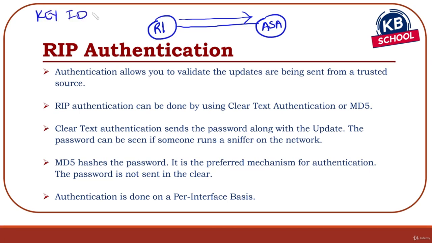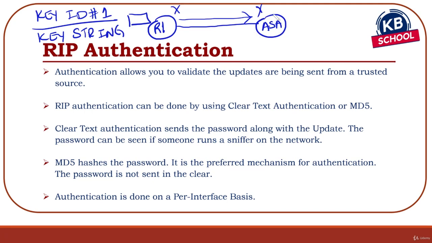ID, a number, let's say 1, and a key string. The key ID and the key string need to match. Key string is like a password. They need to match between the two devices. If they match, then and only then do I trust the update coming from my neighbor.